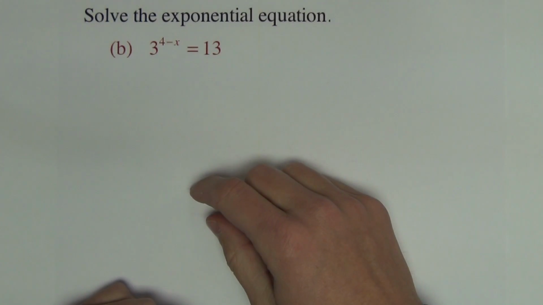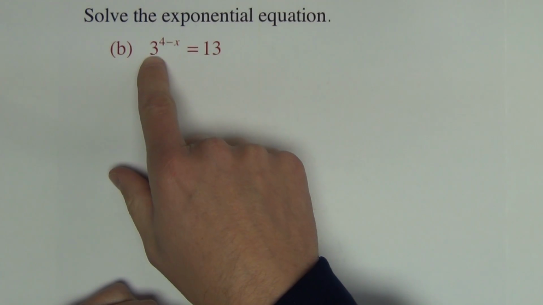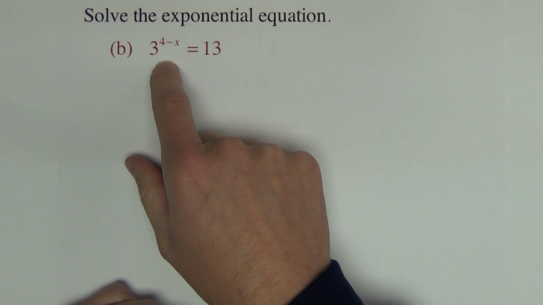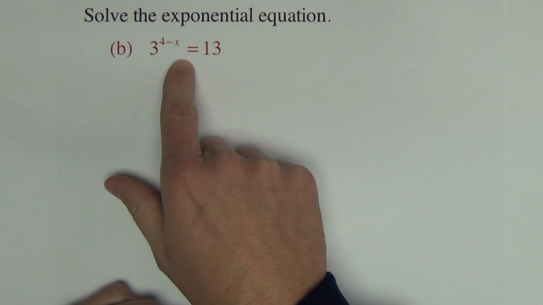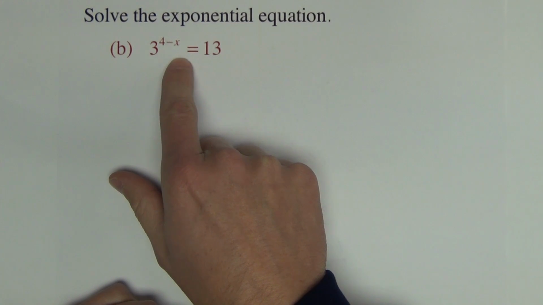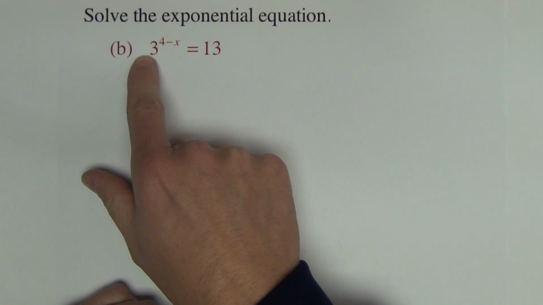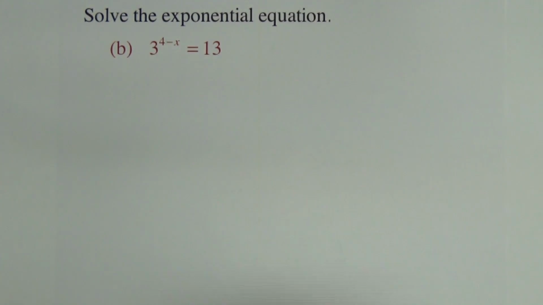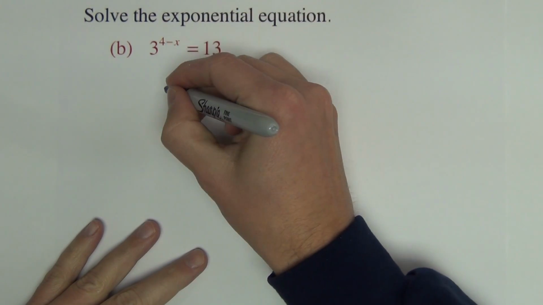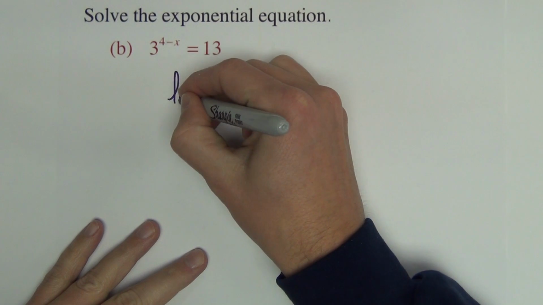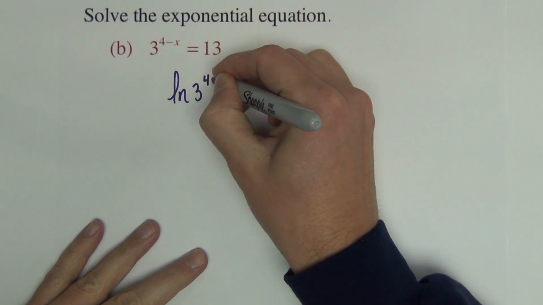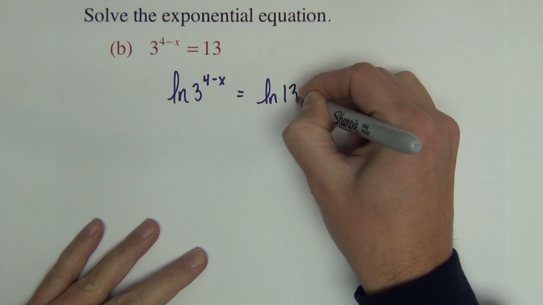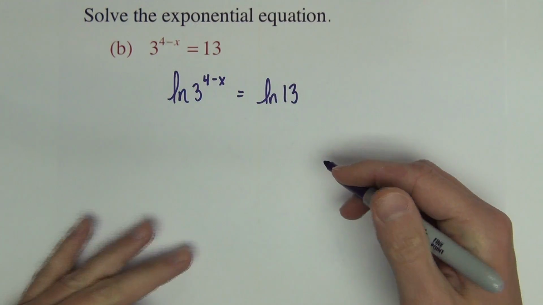The next example is similar to the last one in that I want to get the base completely by itself first. And in this particular problem, the base is by itself, and there's nothing else added or subtracted behind the base. There's nothing multiplied in front. It is all isolated by itself on the left-hand side. So to begin, we're going to take a logarithm of both sides. And I prefer to still use the natural log. If you prefer base 10 log, you could certainly do a base 10 log.